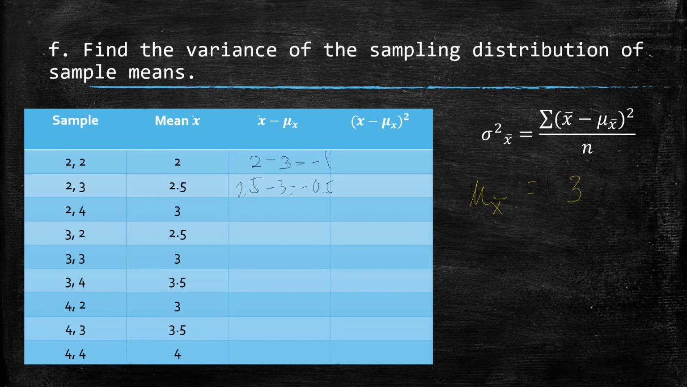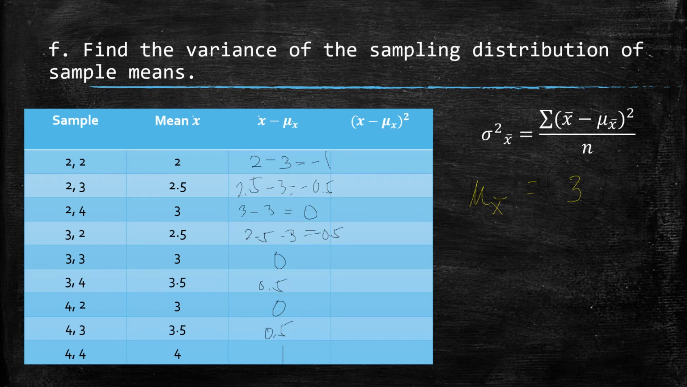And you have 3 minus 3, that's 0. You have 2.5 minus 3, that's negative 0.5. 3 minus 3, you have 0. I'll just write it right away. Then 3.5 minus 3, that's 0.5. Then 3 minus 3 is 0. 3.5, same. And 4 minus 3 is 1. So these are now the differences.